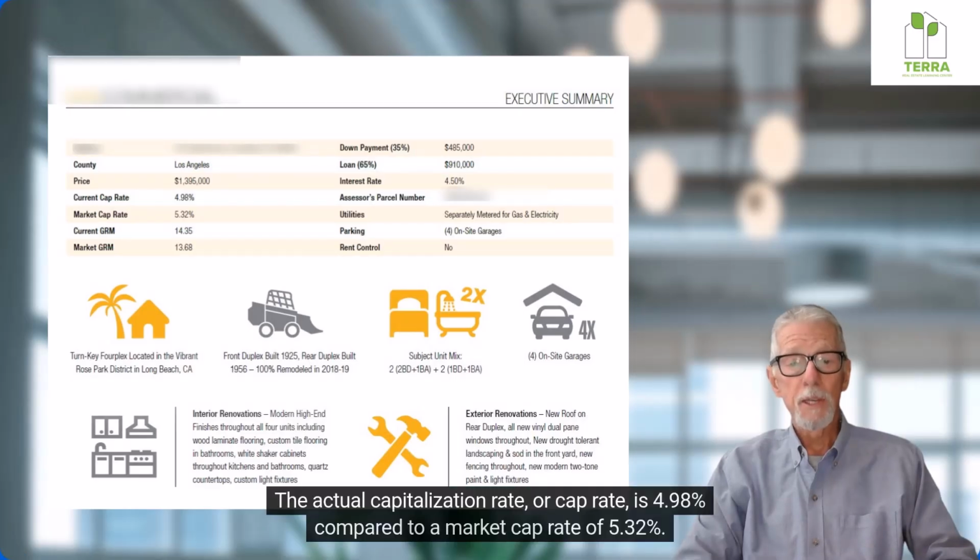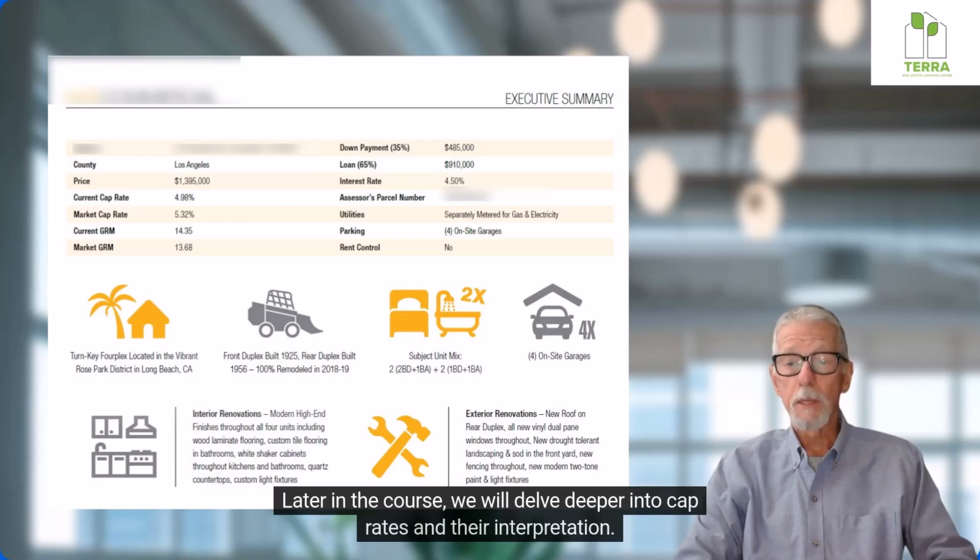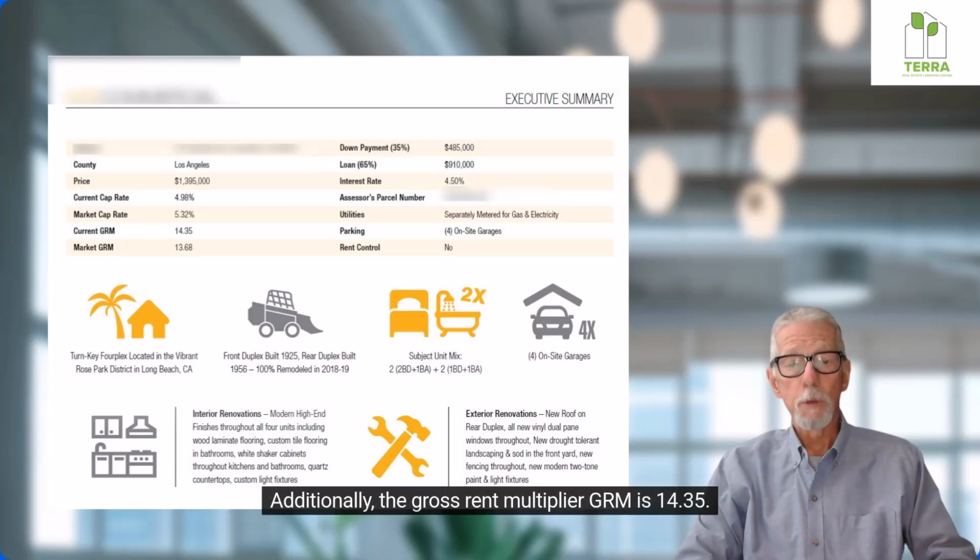The actual capitalization rate, or cap rate, is 4.98% compared to a market cap rate of 5.32%. Later in the course, we will delve deeper into cap rates and their interpretation. Additionally, the gross rent multiplier, GRM, is 14.35. However, I prefer not to use GRMs as they are merely a rough guide. I focus on more precise calculations instead.